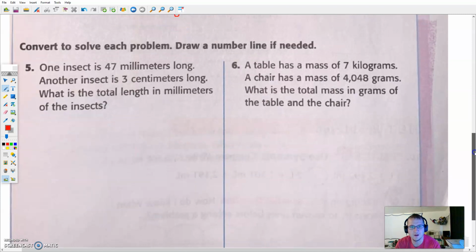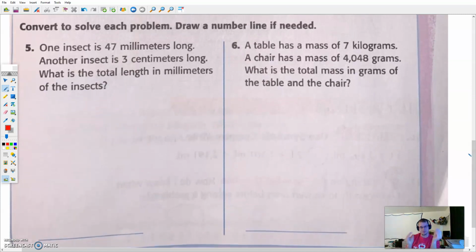When we come down here, it tells us to draw a number line if needed. So this is where we would actually practice drawing the number line if that's the route we wanted to go. I was hoping I would have time to get to these 2 examples as well, because both of these ones require a conversion. One insect is 47 millimeters. Another insect is 3 centimeters. What is the total length in millimeters of the insects? Now, if you don't remember these conversions, please refer back to that conversion sheet that I gave you. It's on the part of my web page with the previous lesson.